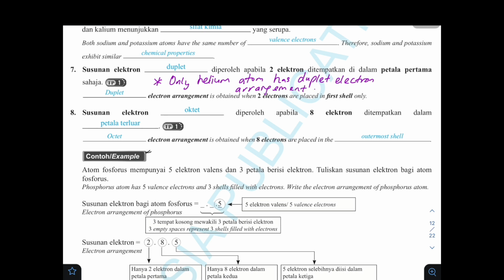Duplet electron arrangement ni maksudnya dia ada dua elektron, atom itu ada dua elektron. Kemudian dua elektron ini berada dalam shell yang pertama saja. Okay, itu kita namakan dia duplet electron arrangement. Jadi elements di dalam periodic table yang ada duplet electron arrangement adalah helium atom saja. Alright?